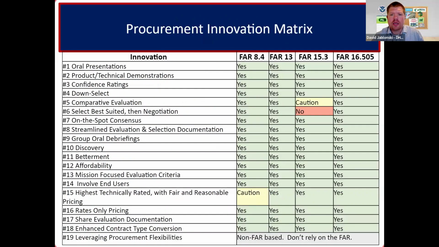So if you want a training, this is a takeaway for you all, the Procurement Innovation Matrix. These are all the different procurement innovation techniques that we teach and where they could be used in the FAR. So you can see a lot of yeses, a lot of opportunity for innovation. Let's go to the next slide.